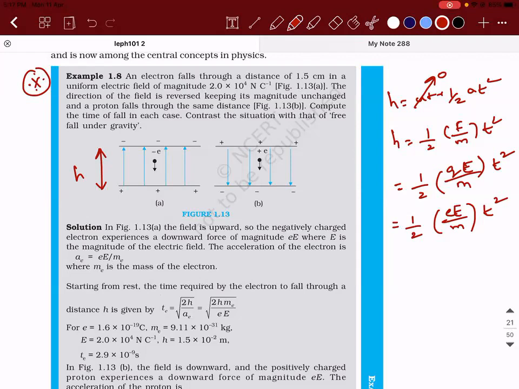Right. Now, having said this, what is going to be each value? If you substitute each value, you will be able to calculate the time. So, how to calculate the time? T will be equal to root of 2h into m divided by small e into capital E. Correct? So, when you take the scenario of the electron, this is the value. Please make a note of it. If there is any doubt, get it clarified. I am assuming that everyone is clear. Small t is time. Small e is the charge of the electron. Capital E is the electric field.